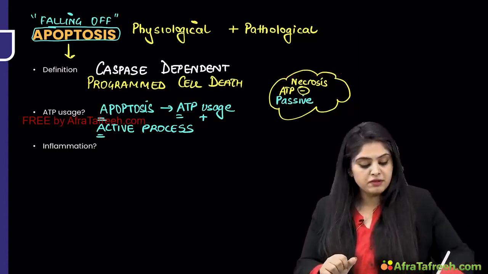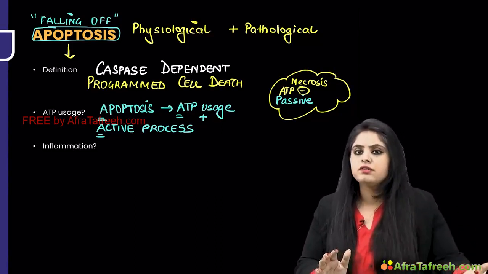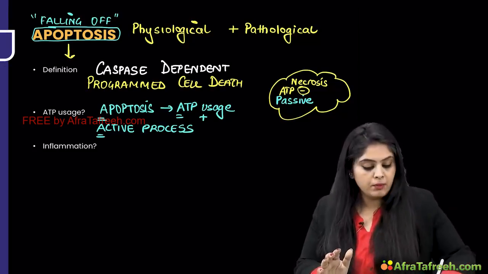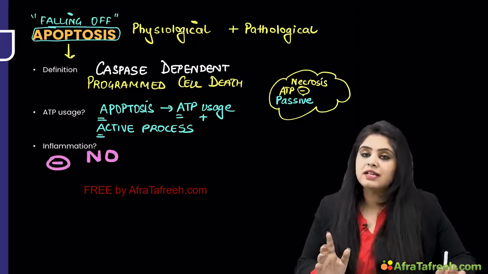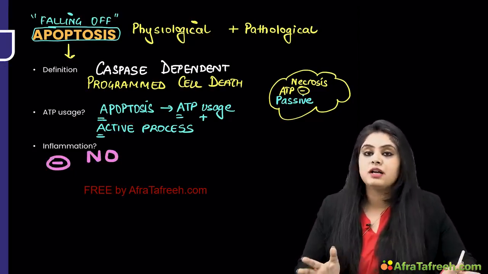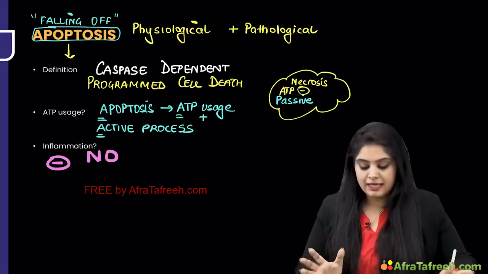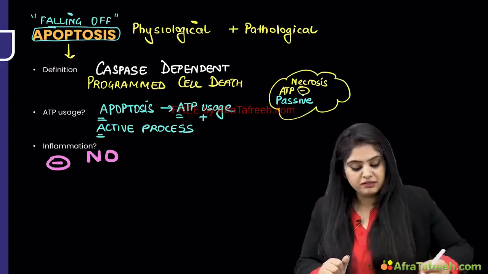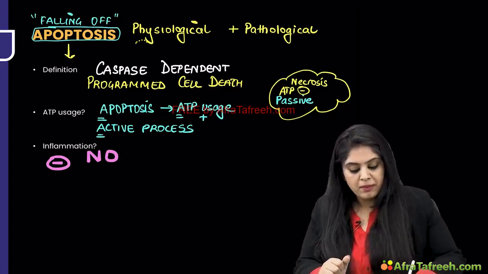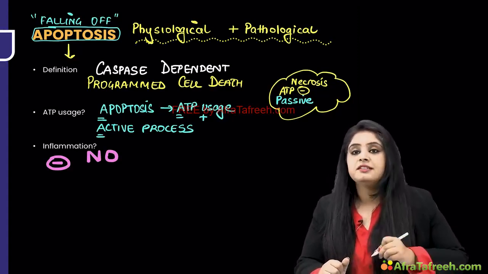Okay, talking about inflammation, again compare, did necrosis have inflammation? Yes. Will apoptosis have inflammation? And it's a big no. And why is that no? That also I'll explain in a while. All of this will come in the pathophysiology and the mechanism. Okay, now coming back to where I started from. Is it physiological or pathological or both? As I can see, it is both.